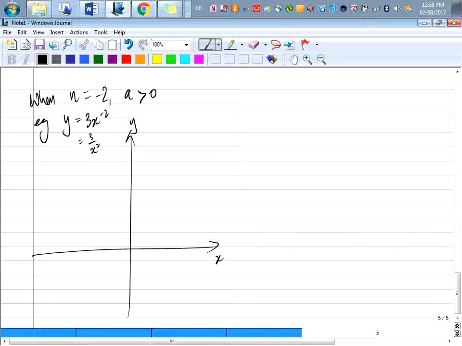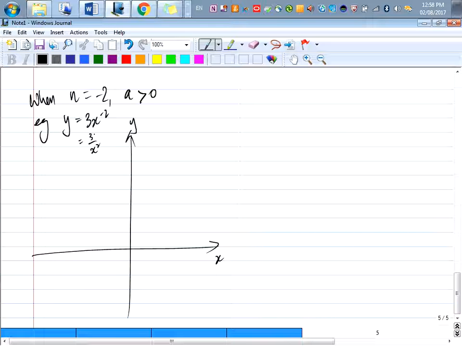Okay? Can y take any value? Can y ever be negative? Really? Think about it. This is something interesting. Just by looking at this graph, can y ever be negative? Why not?